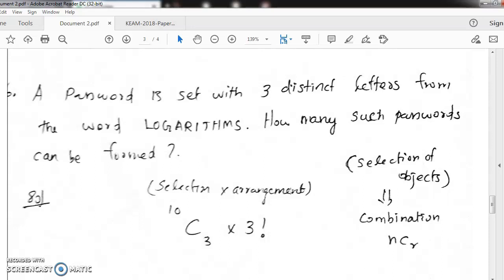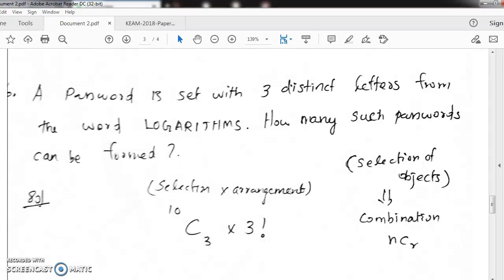Earlier, the simple problems were all based on arrangements; you were going to deal with only arrangements. But in this problem, you are going to have a selection and also an arrangement. So both things are there. The selection is how many such passwords can be formed. And the arrangement is three distinct letters from the word logarithm. A password is set with three distinct letters. So these two are there: permutation and combination, right?